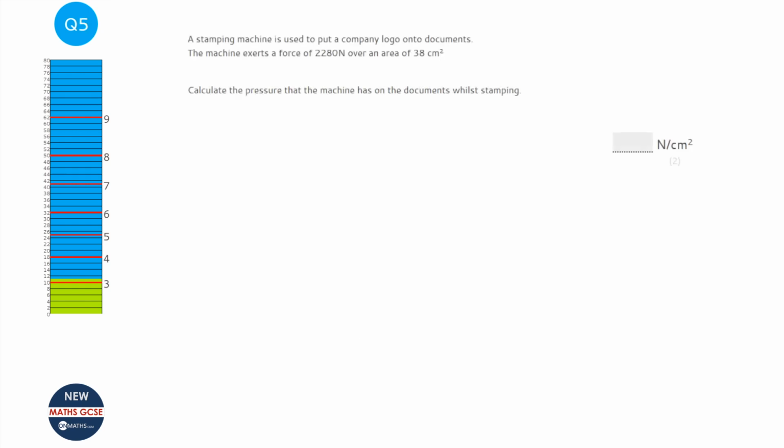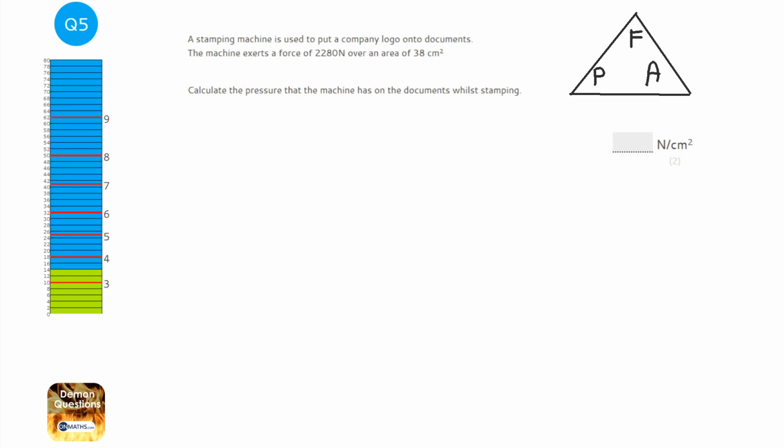For this question, the main thing we need to remember is the triangle. Now the triangle is like the speed, distance, time triangle, but obviously this has nothing to do with speed, distance, time. The formula says that pressure equals force over area. So as long as you've got force on the top, which is measured in newtons, then you're fine, because area and pressure can be the other way around.